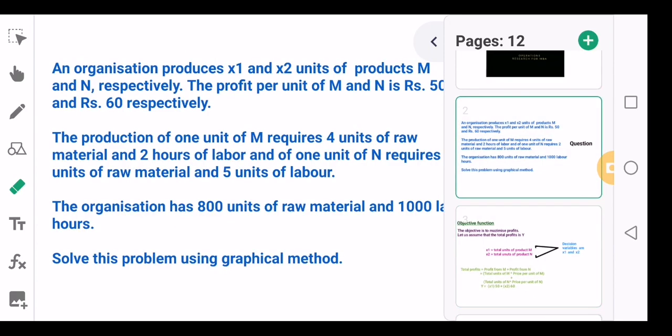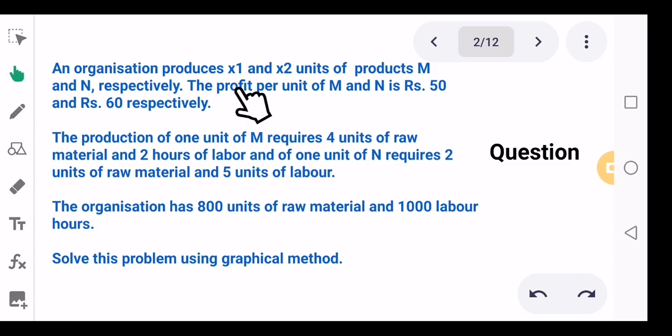Then they're saying that the profit per unit of M, for 1 unit of M, is rupees 50. For 1 unit of N, profit is rupees 60. And then they're saying that the production of 1 unit of M requires this much raw material and these many labor hours. The production of N requires this much raw material and this much labor hours. And then this is the constraint. The constraint is that a maximum of 800 units of raw material is available and a maximum of 1000 labor hours is available. This is the constraint required to solve the problem.